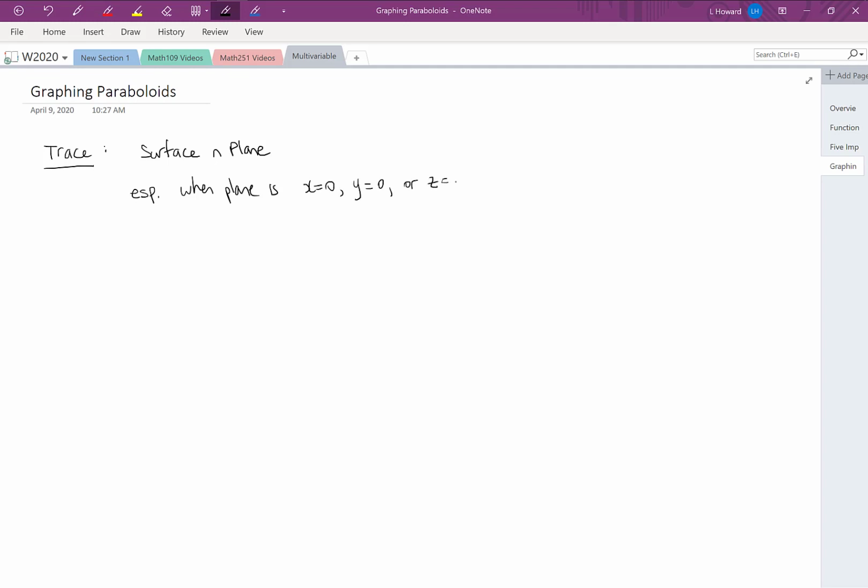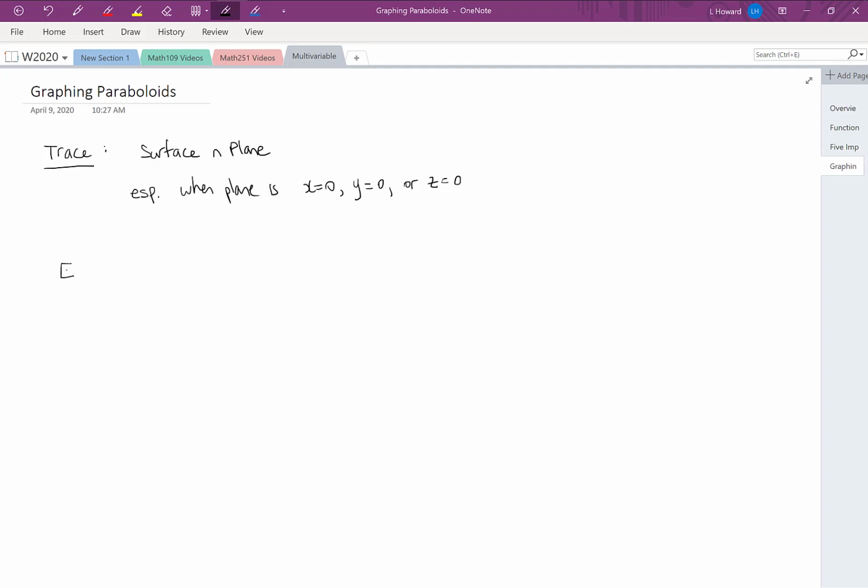So this is especially useful when the plane is something like the plane x equals 0, y equals 0, or z equals 0. In particular, that's when we talk about using a trace, and it's really helpful when we're making graphs of surfaces, especially at the beginning, to think about the various traces of the surface.